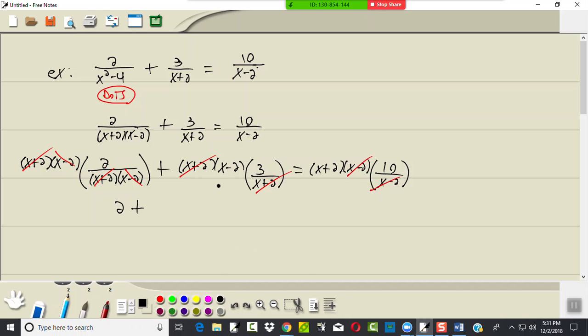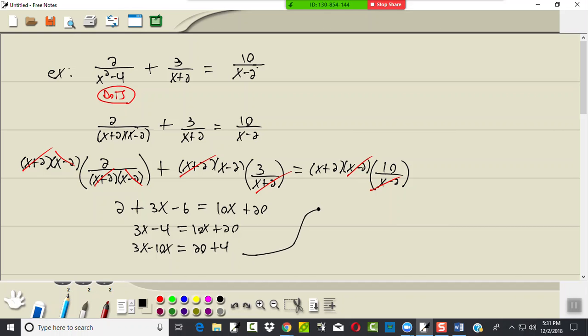So that leaves us 2 here, plus 3 times x is 3x. 3 times negative 2 is negative 6. 10 times x is 10x. 10 times 2 is 20. So we got 2 minus 6 is negative 4. I want to get everything with an x on one side, numbers on the other side, so I take 10x over. It becomes a negative 10x. Take the negative 4 over, it becomes a positive 4. So we get negative 7x equals 24. And then divide both sides by negative 7. And you get x equals negative 24 over 7.